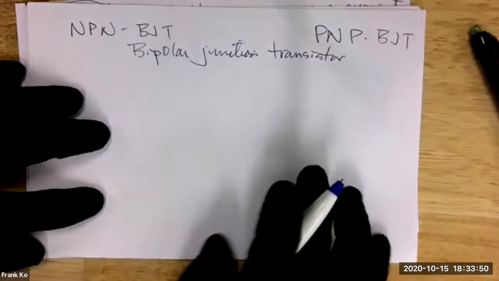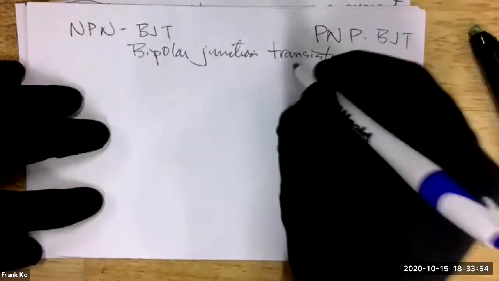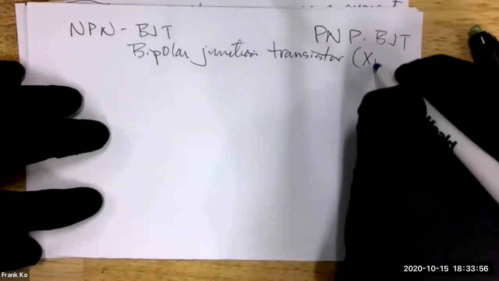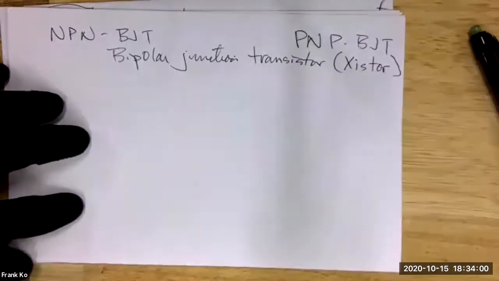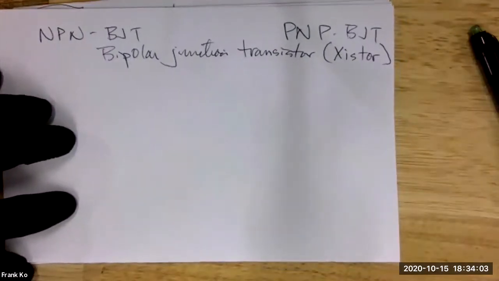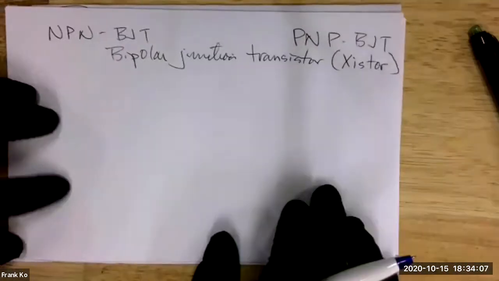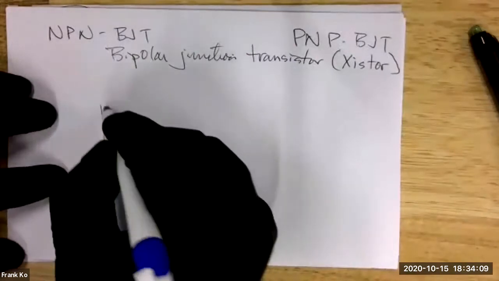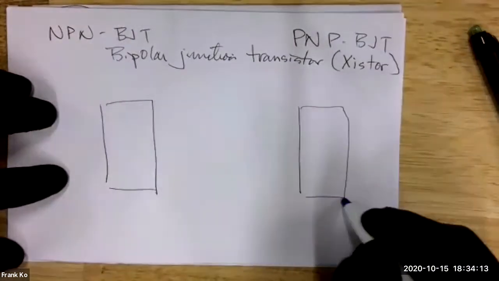Okay? And transistor could be abbreviated as XSTR. Okay? That's a valid abbreviation for transistor. So I can have two types of BJTs. One would look like this. The other one would look like this.